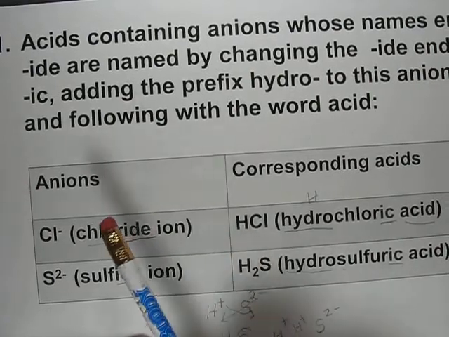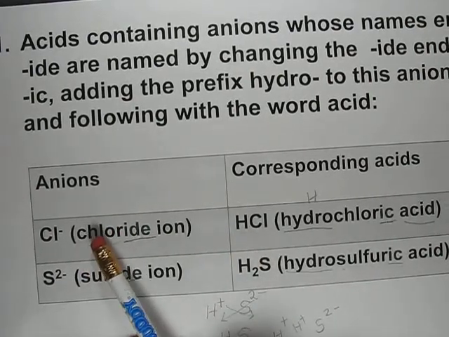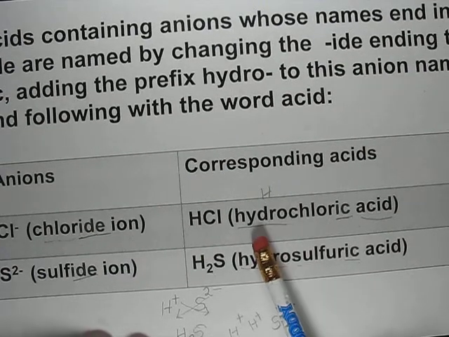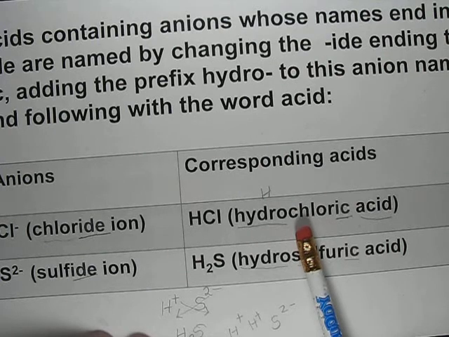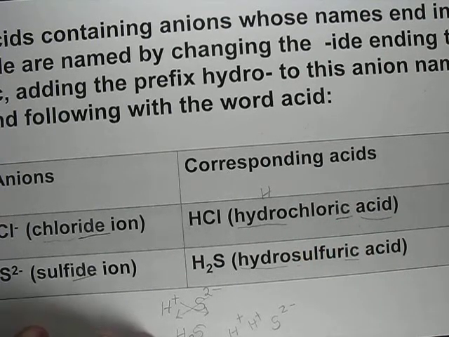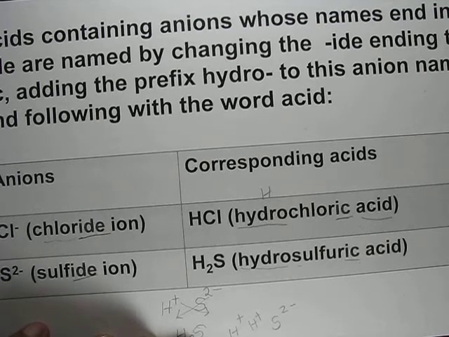It's very easy. Whenever we have an anion which has an ide ending, you have to add hydrogen and then name it with hydro, and then ide will change into ic and then acid. So hydrochloric acid. Let's see the second rule.